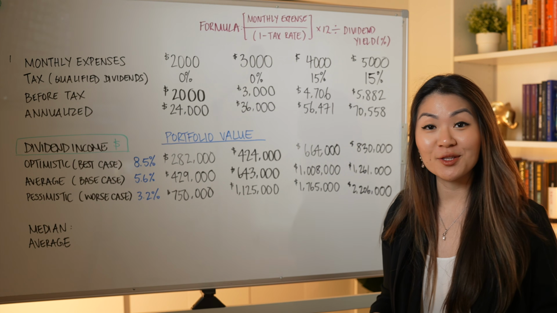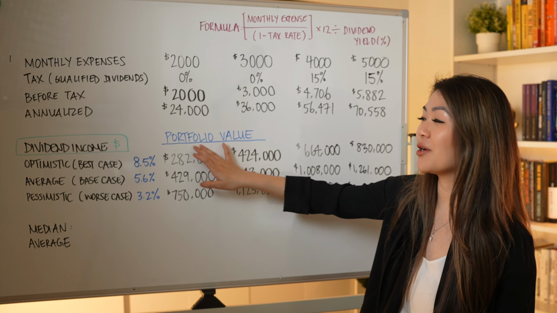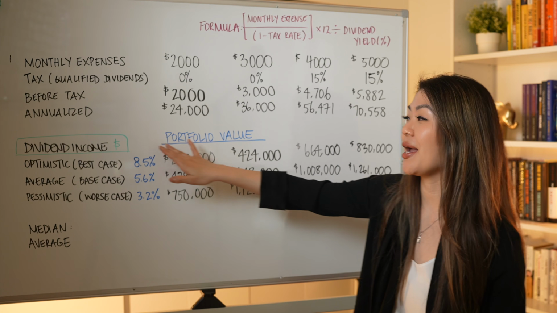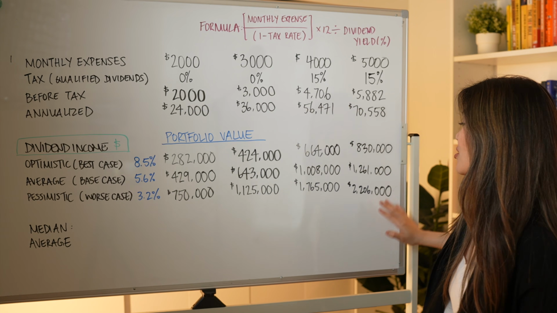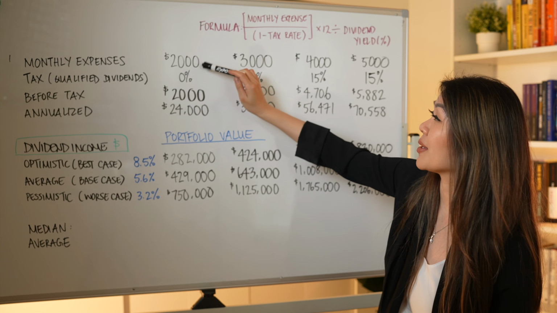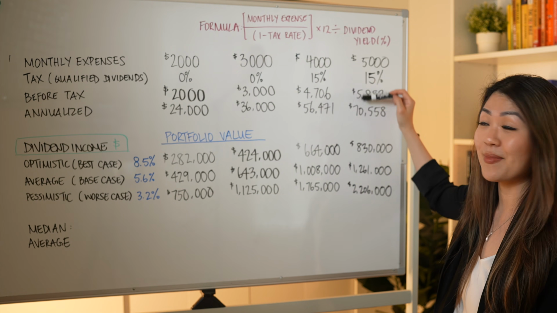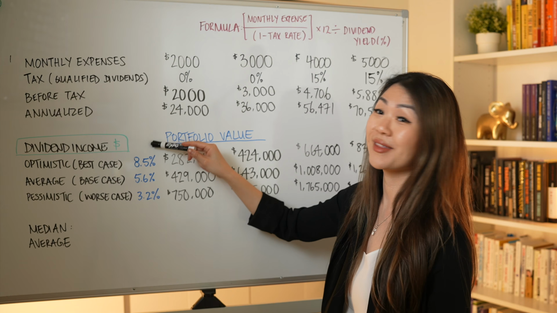So we have a lot of numbers on the board. I mean, it's quite a range, right? The best case scenario is you have a $280,000 portfolio that pays you 8.5% on dividends, upwards to a $2.2 million portfolio. So it really depends on your monthly expenses. The tax rate does impact it as well as what the actual range is for the dividend yield.